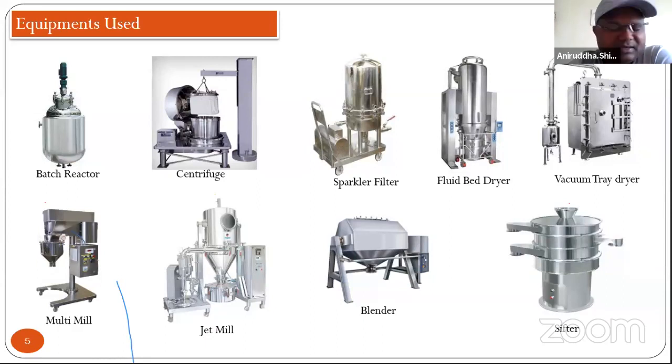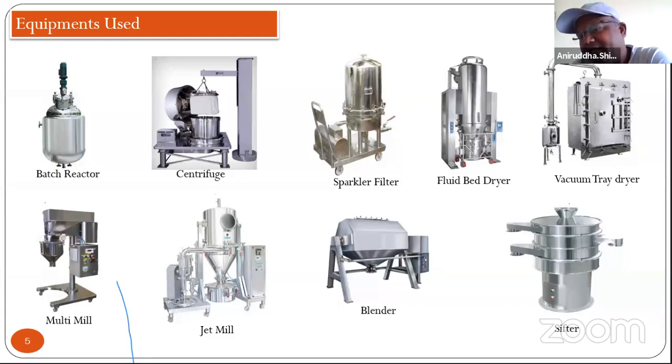You may have a doubt about why these different dryers are used for drying. Why is a single dryer not used? I cannot say which of those four dryers is best, because all are best, but it depends on the situation. In some situations the fluid bed dryer is important, and in some cases the vacuum tray dryer becomes the prime dryer for drying that particular material. That depends on the nature of your material and the drying conditions.